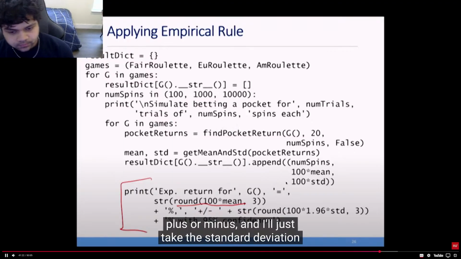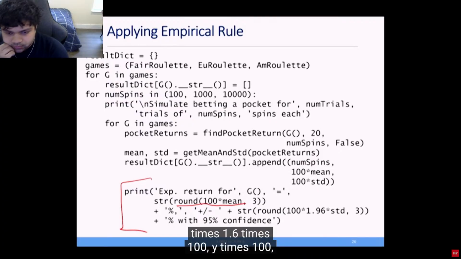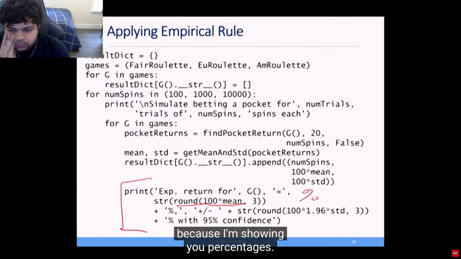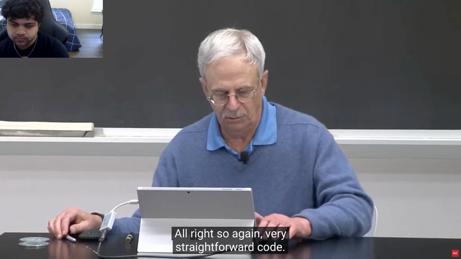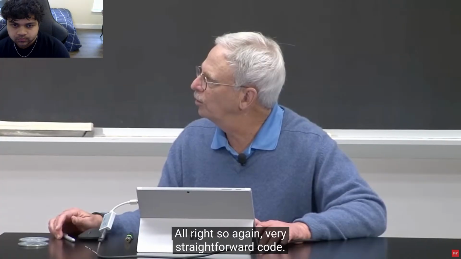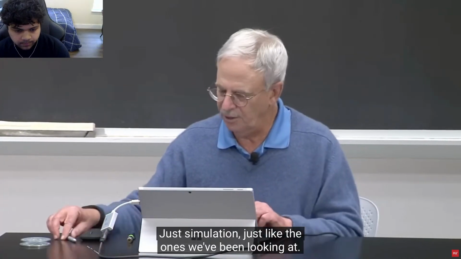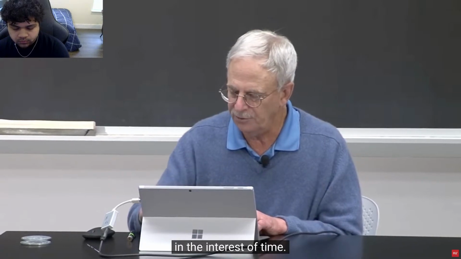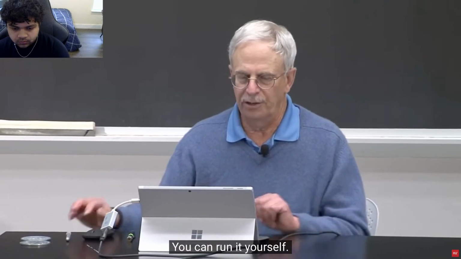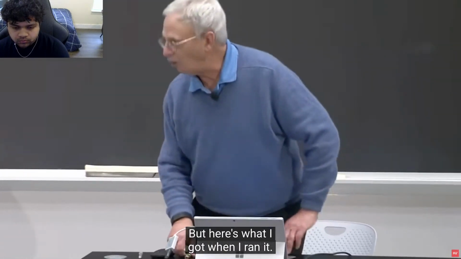Standard deviation times 1.96 times 100. Why times 100? Because I'm showing you percentages. All right? So again, very straightforward code. Just simulation, just like the ones we've been looking at. And, well, I don't think I'll bother running it for you in the interest of time. You can run it yourself. But here's what I got when I ran it.